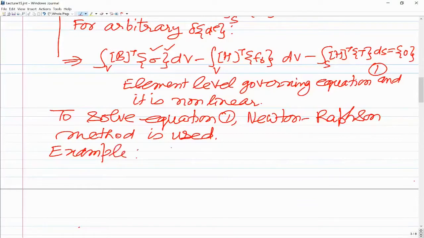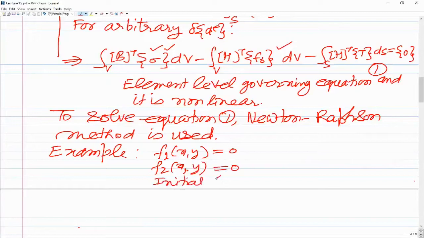So let us say we have two simultaneous equations, f1(x,y) equal to 0 and f2(x,y) equal to 0, and these are algebraic equations. As you know, in the finite element method, finally the differential equation is converted into an algebraic equation. So this is a set of nonlinear algebraic equations for the element. We want to solve for x and y, and we need an initial guess here. So let us say the initial guess is x0 and y0.